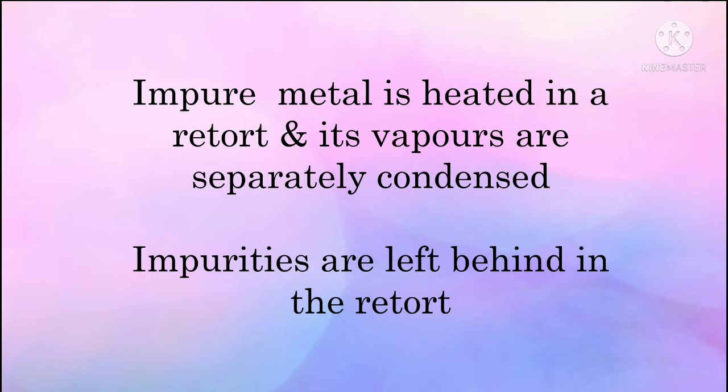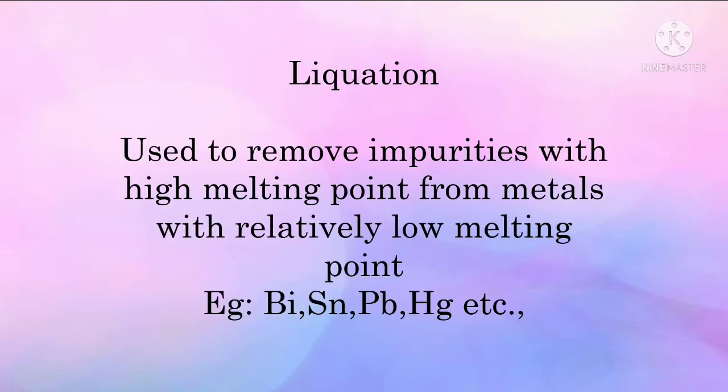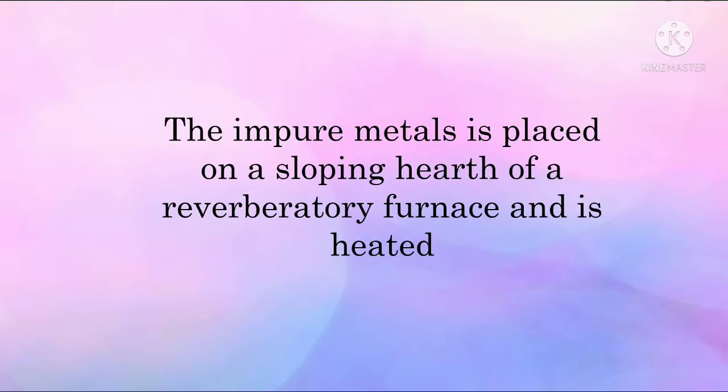The next process is called liquefaction. In this refining technique, we can refine some metals like bismuth, tin, lead, mercury, etc. Liquefaction is used to remove impurities with high melting point from metals with relatively low melting point. One thing you have to remember here: the impurities present in the metal have a very high melting point, whereas the metal itself has a very low melting point. This refining process takes place in a reverberatory furnace assembly, that is, a sloping hearth. We have a diagram there.